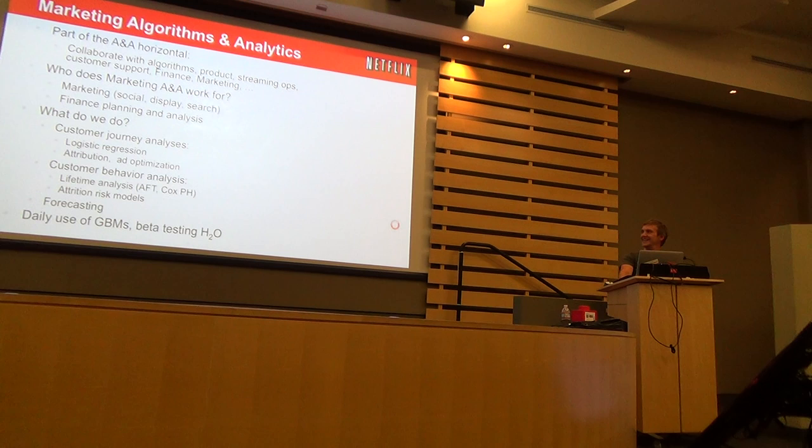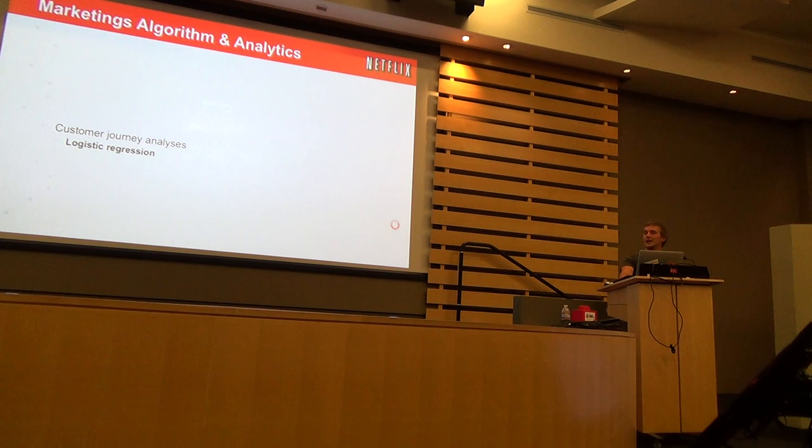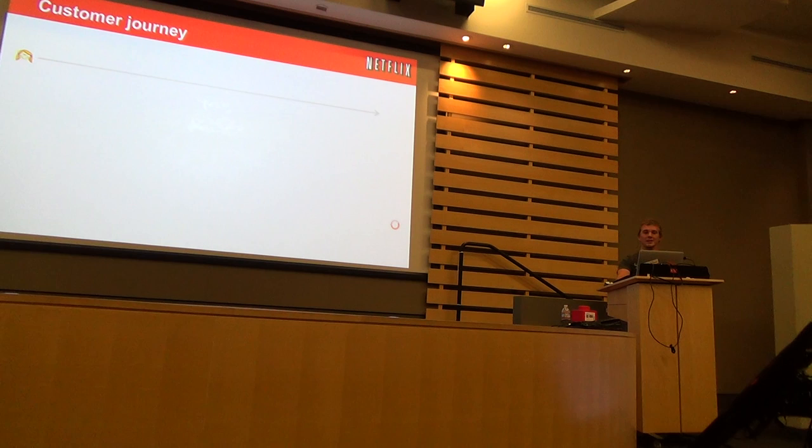So I'm going to cover just two really fast. I talk about this customer journey analysis. What is the problem that we are trying to solve here with logistic regression and GBM? If we see somebody that actually joined, that would be the end of the arrow. So we have a user, a happy user that now is using Netflix. We go back for an amount of time, say 28 days prior to joining, and try to see what it is that this user saw that made him join Netflix.